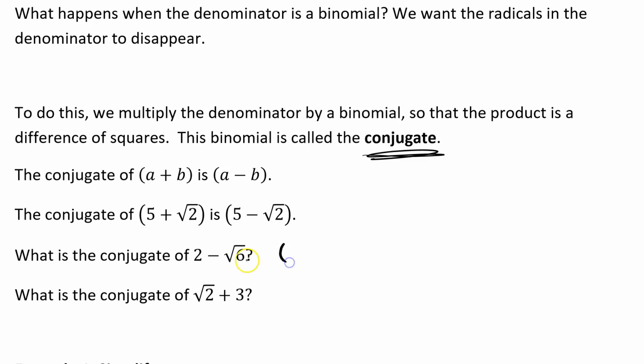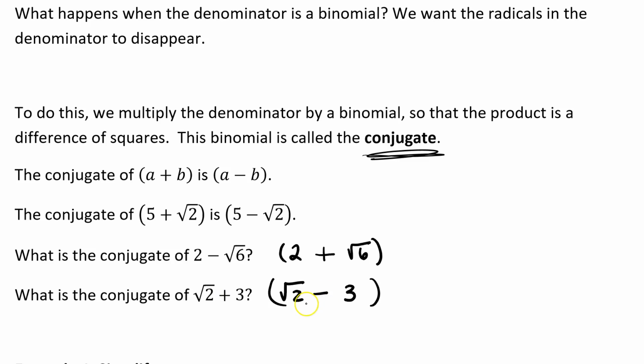Well, remember folks, with this one, the 2 and the root 6 are going to be the same. The only thing that's going to be different or opposite is the sign between them. So this becomes plus. Or with this one, root 2 plus 3, I'm going to keep the root 2, and I'm going to keep the 3. But what's going to be different is that sign between them. So that's going to be negative.